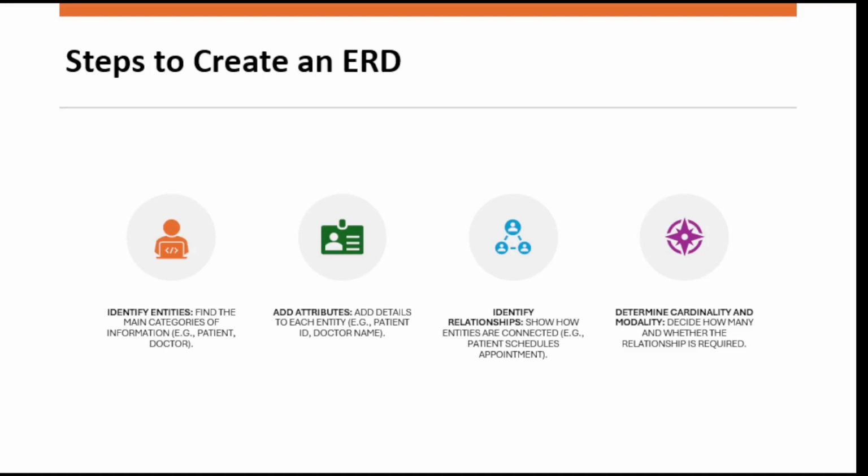Then, after you identify entities, you go to step 2, add the attributes. Adding attributes is adding details to each entity. For example, a patient might have attributes like name, phone number, and address. After defining the attributes, we go to step 3, identify relationships. Show how entities are connected. For example, a patient schedules an appointment, and that relation is identified by this business rule.